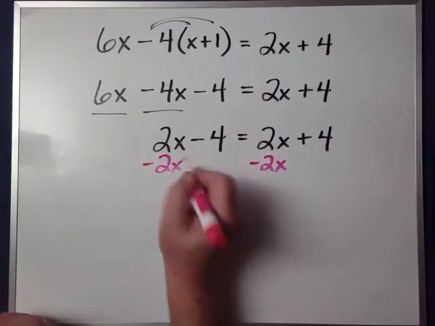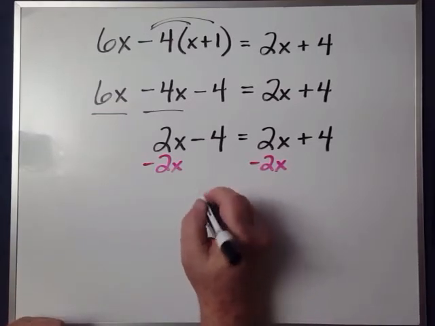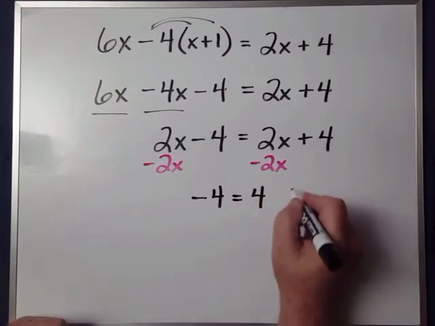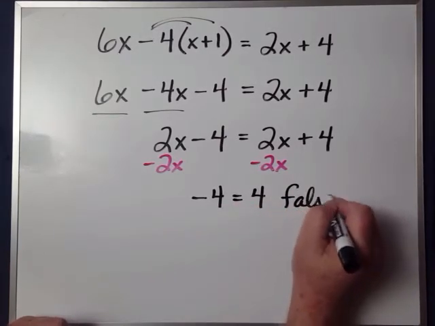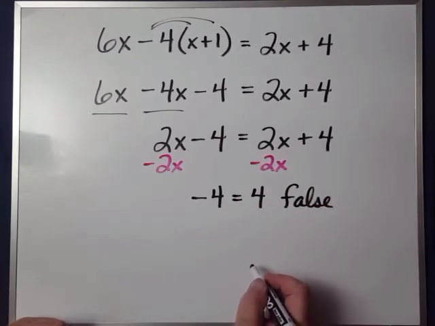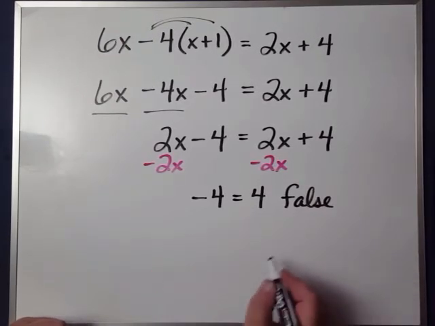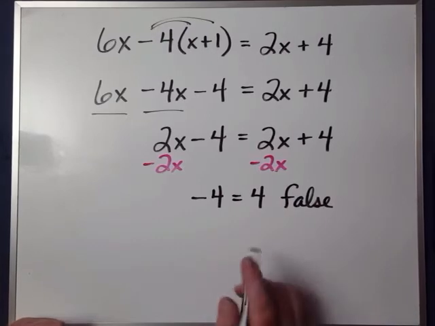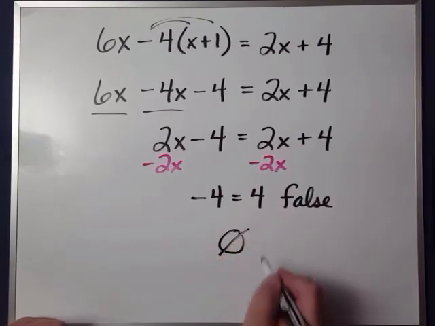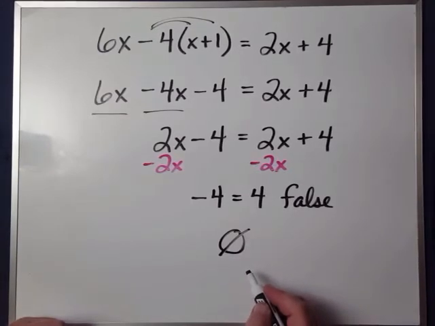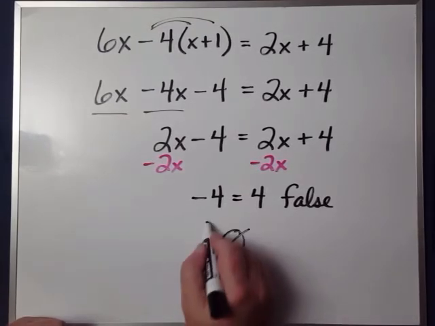Subtract 2x from both sides. And that leaves me negative 4 equals positive 4. The variable's gone. I'm ready to say that is a false statement. So there is no solution. And you are welcome to write out the words, no solution, and put a box around it. On a quiz or a test, I will typically use her notation from the book and show this empty set.